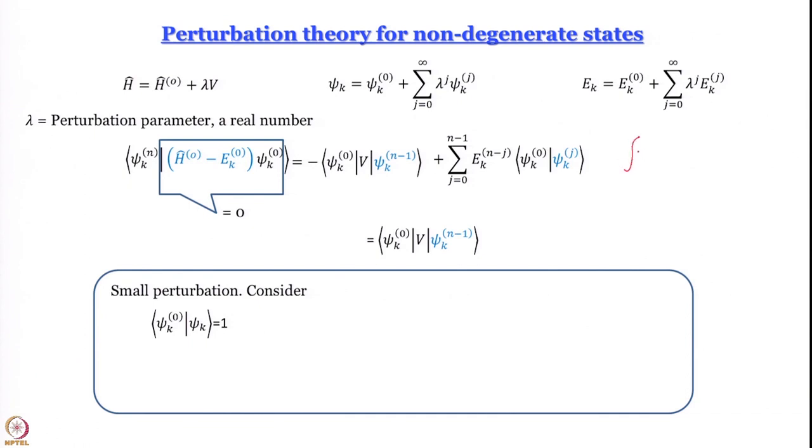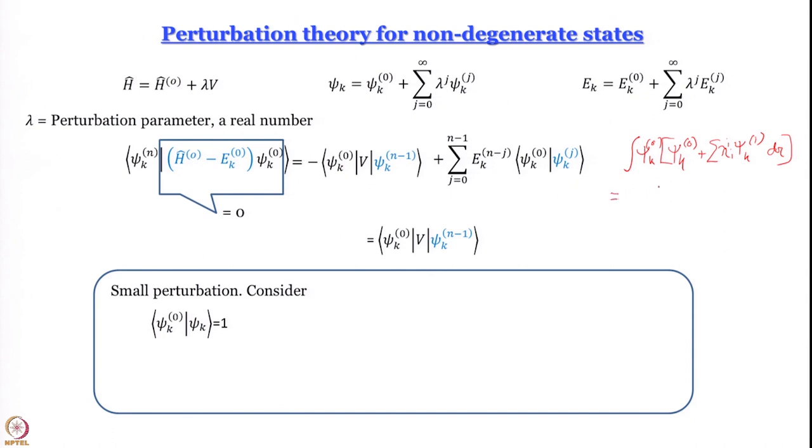Integral, what I am saying is psi k 0th, for the time being I will be lazy and not write the star. If it is complex, we have to write the star, let us not worry about it. This multiplied by, instead of psi k, what will I write? I will write psi k 0th plus summation lambda I psi k I lambda to the power I, d tau.